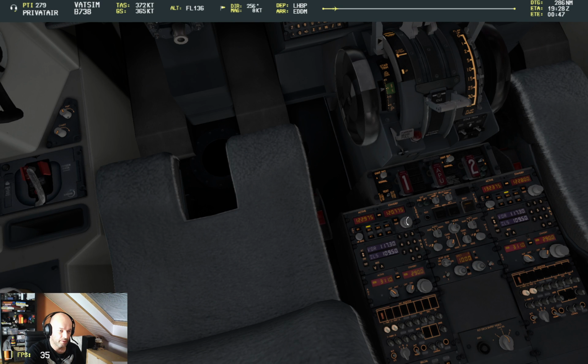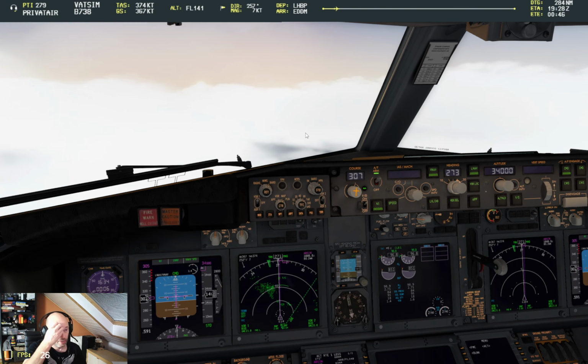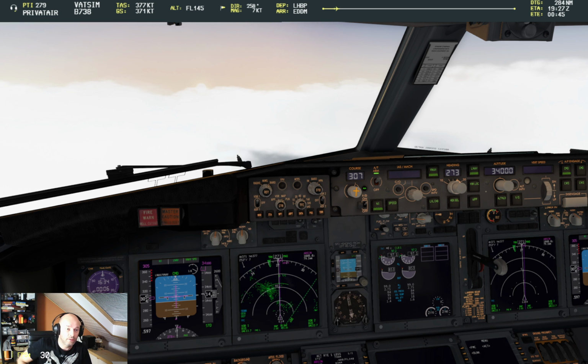I'm presetting the frequency of Budapest radar. Yeah, we can see it here again. Unicom. Yeah, it's a pity that at the moment the voice ATIS function in VATSIM is practically not working 99% of the time.